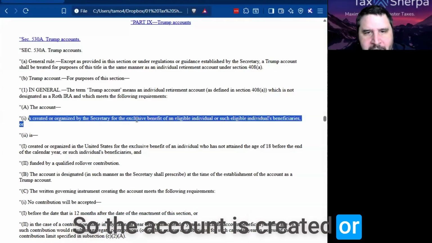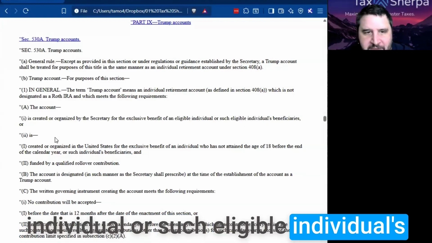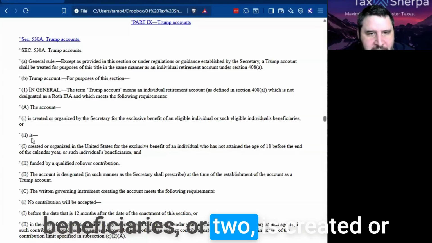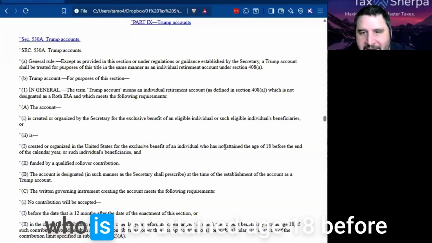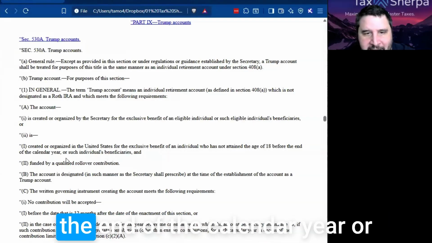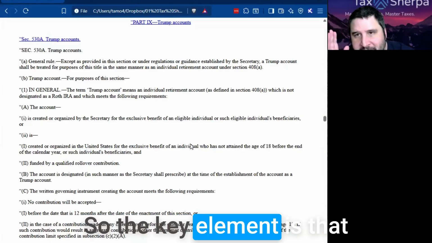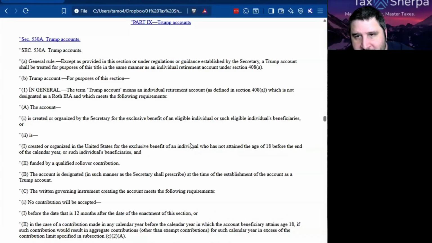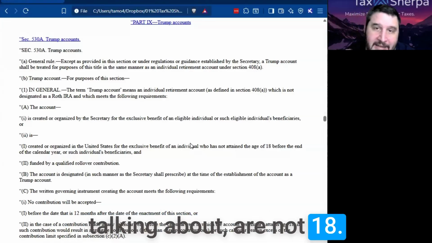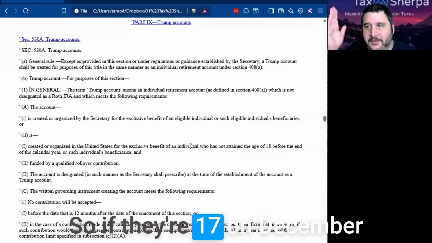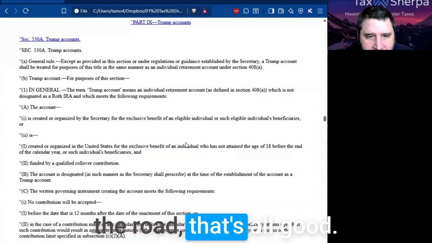So the account is created or organized by the Secretary for the exclusive benefit of an eligible individual or such eligible individual's beneficiaries, or 2, is created or organized in the United States for the exclusive benefit of an individual who has not attained age 18 before the end of the calendar year or such individual's beneficiaries. So the key element is that it has to be open for kids who, as of December 31st of whatever year you're talking about, are not yet 18. So if they're 17 on December 31st, then they're good. If they're 16, 15, 14 on down the road, that's all good.